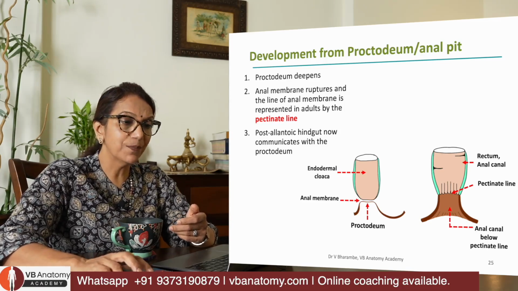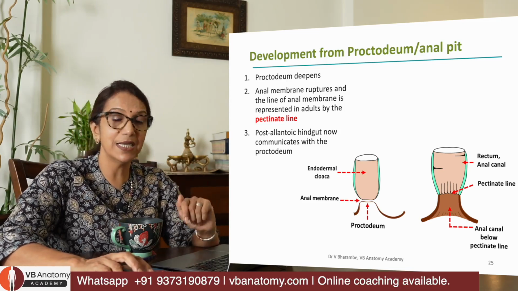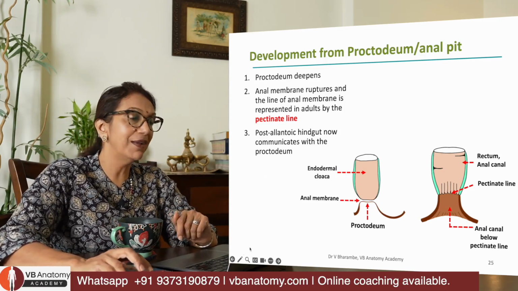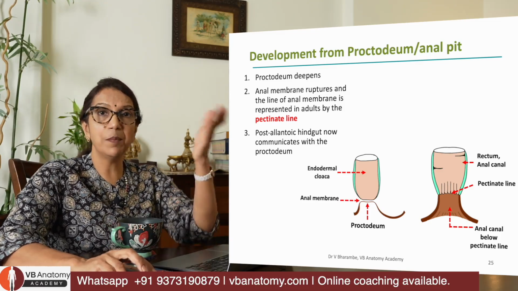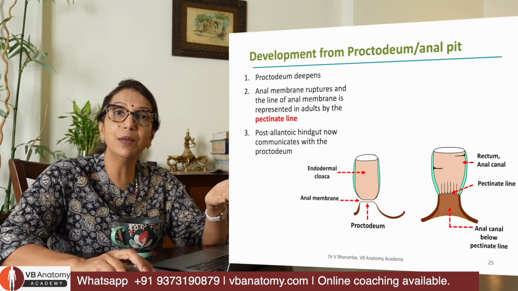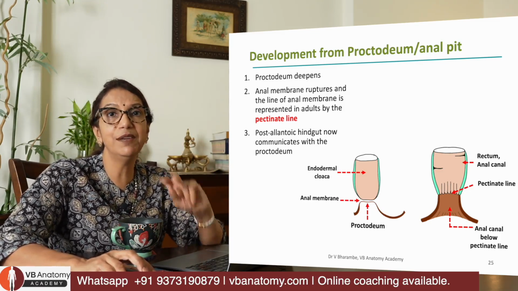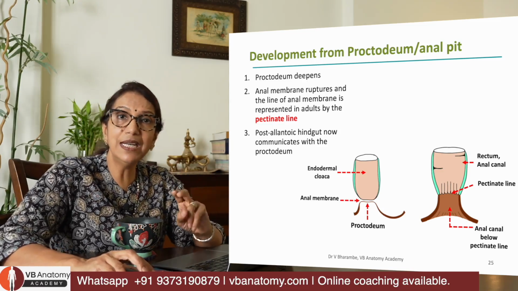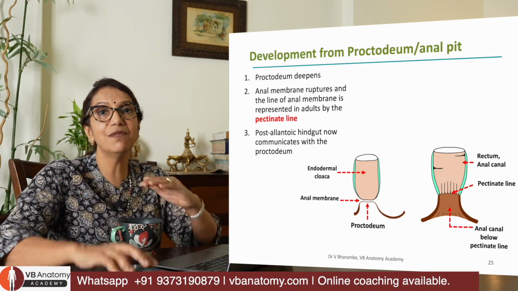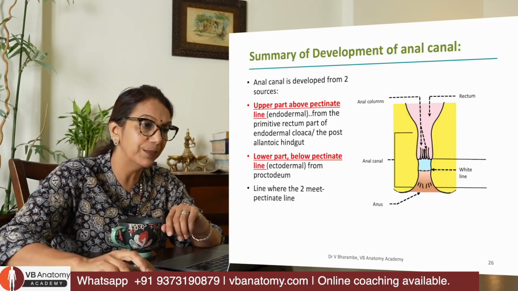Part below it, okay, becomes the lower half of the anal canal below the pectinate line, which therefore develops from the anal pit or proctodeum. Upper part is therefore endodermal, lower part is therefore ectodermal. They will behave in that manner. Very, very important. Pectinate line is a line of communication where endoderm begins to communicate with the ectoderm.